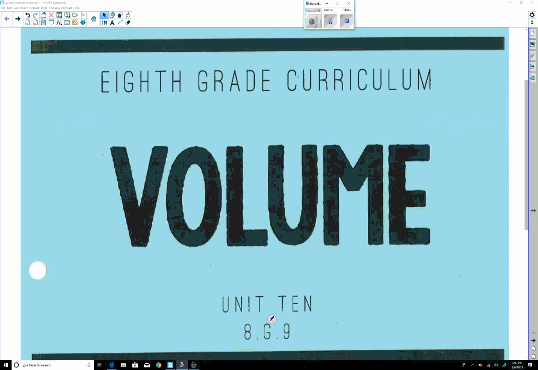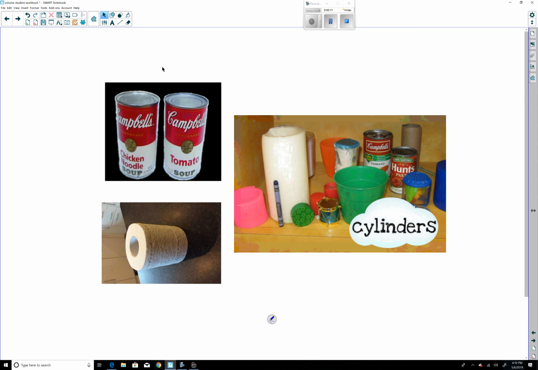This is lesson 1 out of your volume packet, and we're going to be learning about how to find the volume of a cylinder. So hopefully you're recognizing the word cylinder, and you recognize that it is a shape that has two bases, and they are both circles, a circle at the top and a circle at the bottom, and then it has space in between the two circles.